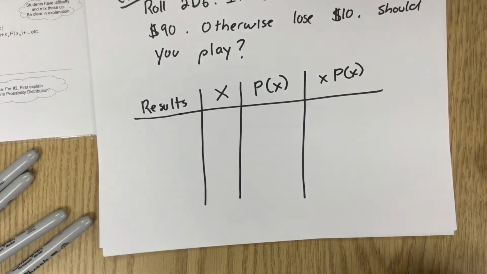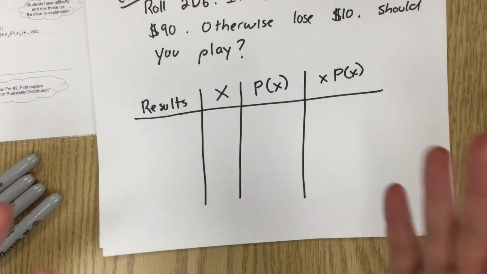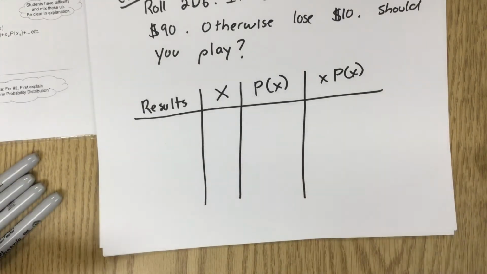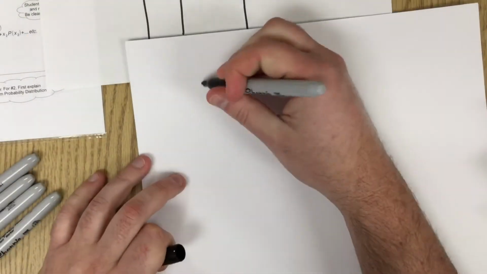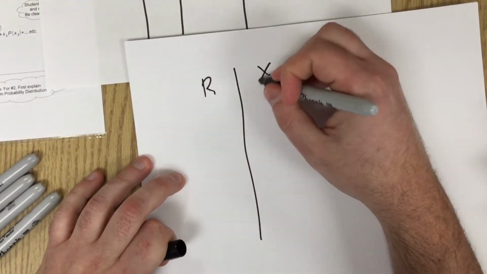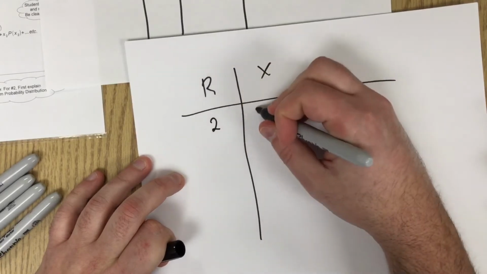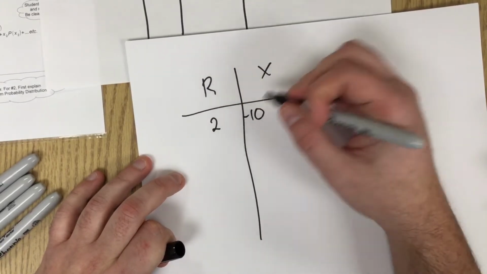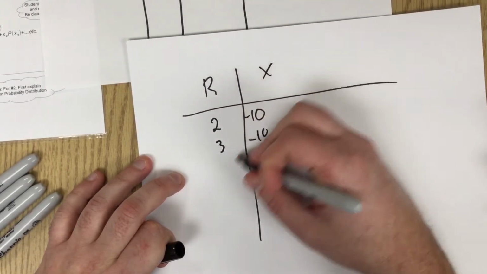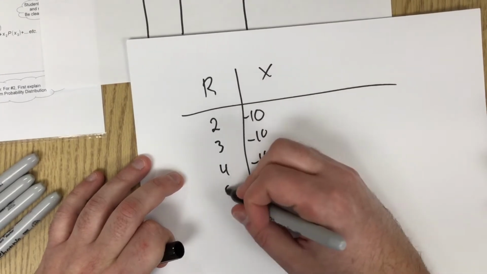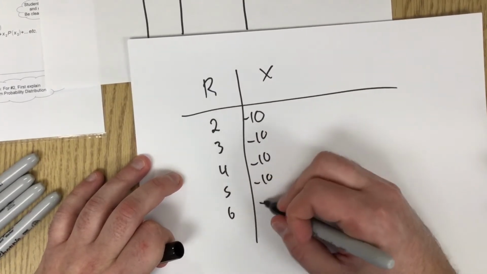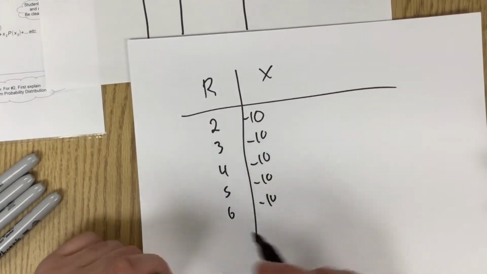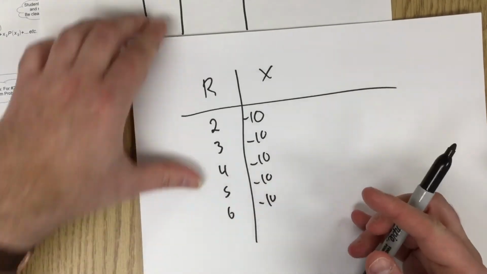So for the results column, what can we get? So in theory, we could go through all the possible results. So one way of doing it, we could say, well, let's say this is the result, and this is the x. You could say, okay, if the result is 2, you lose $10. If the result is 3, you lose $10. If the result is 4, you lose $10. If the result is 5, you lose $10. If the result is 6, you lose $10. But that's kind of a waste. We don't actually have to do all that.